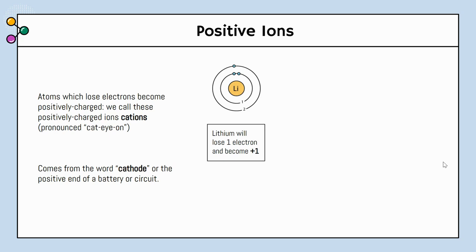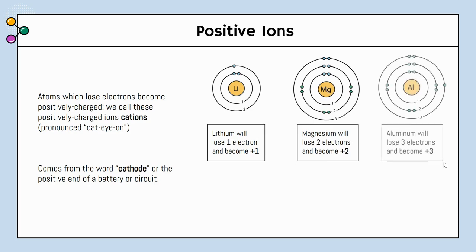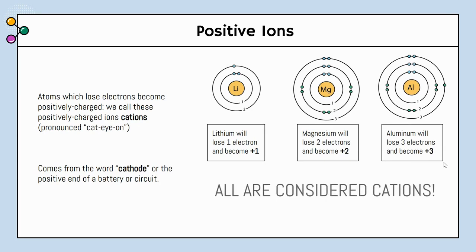Lithium, for example, is going to lose that one valence electron and become +1. Magnesium is going to lose its two valence electrons around the outside and become +2. And aluminum would lose 3 valence electrons to become +3. These are all considered cations. Every single one of these loses electrons and becomes positive, so therefore they are cations.